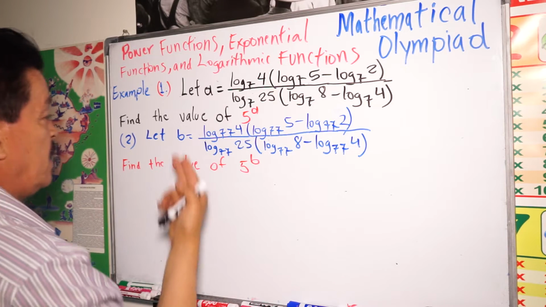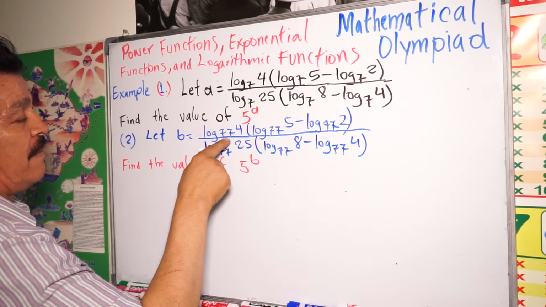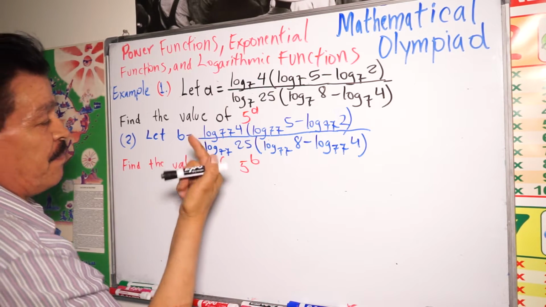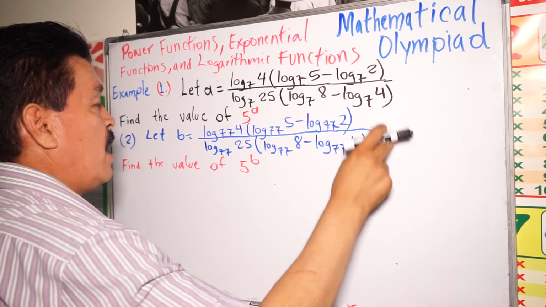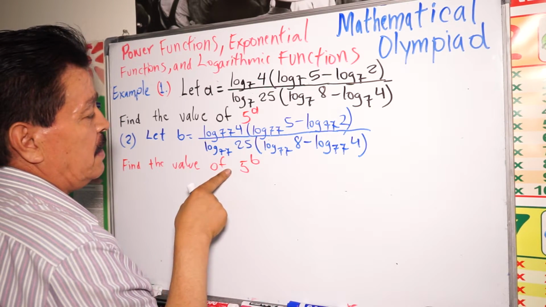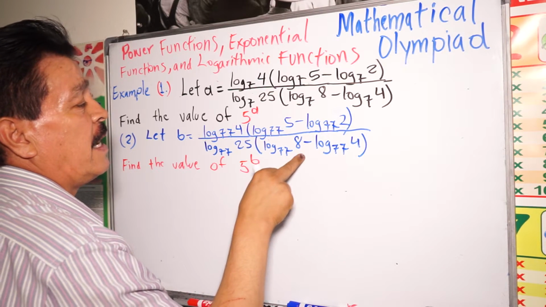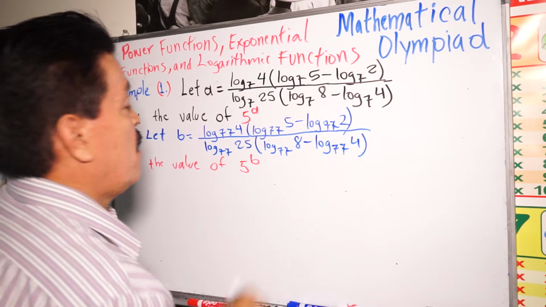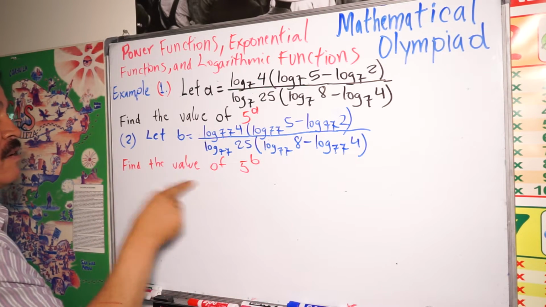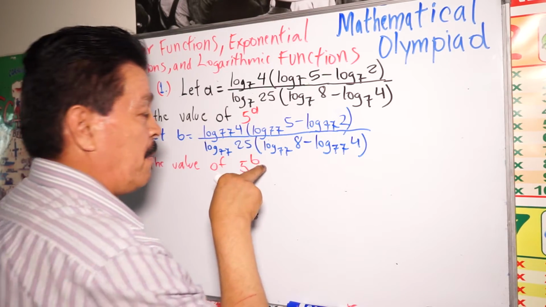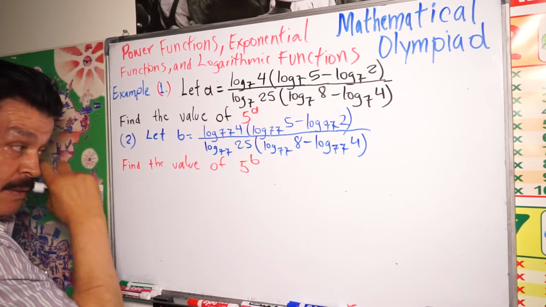That's the first question. And the second one, number 2: let B equal log base 77 of 4 times log base 77 of 4 minus log base 77 of 2, divided by log base 77 of 25 times log base 77 of 8 minus log base 77 of 4. In this case, we have to find the value of 5 to the B power. The first one, 5 to the A, and the second one, 5 to the B.